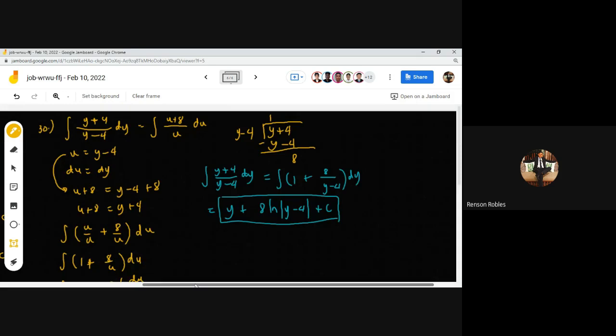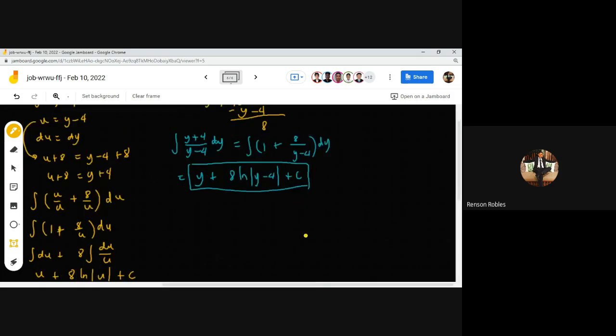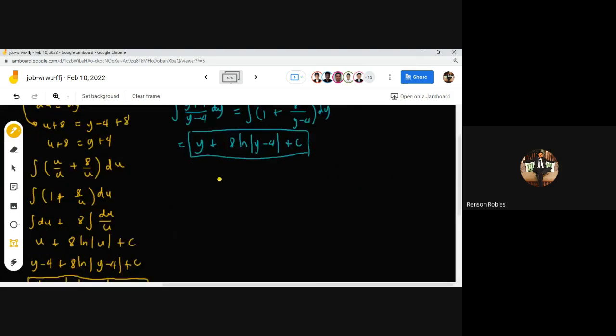33. Ako na lang sulat. Integral of, say, ln x over x dx.